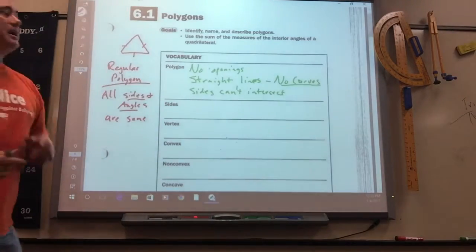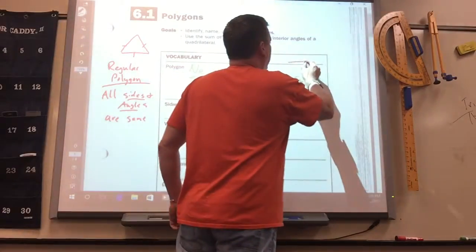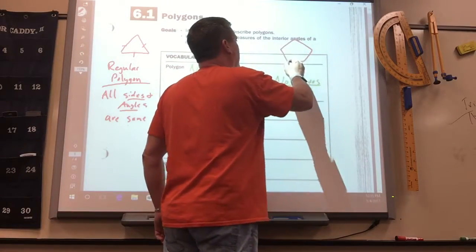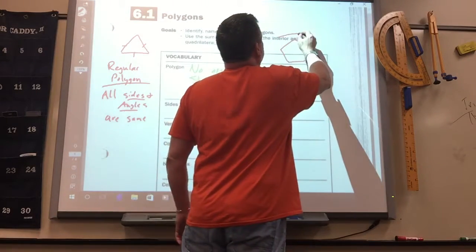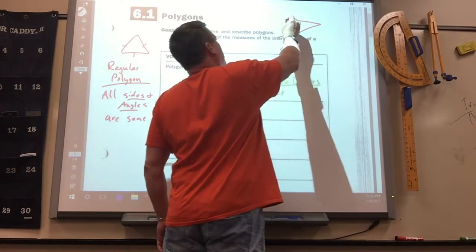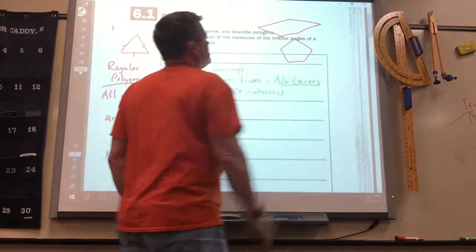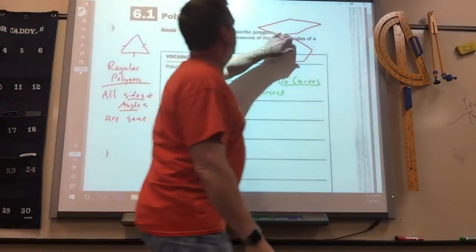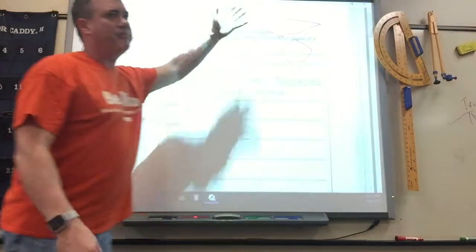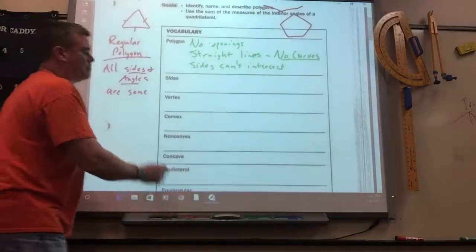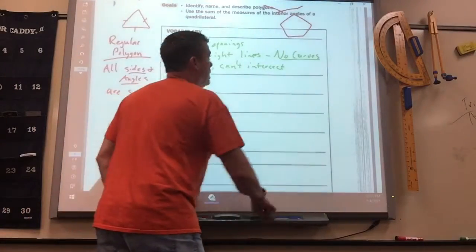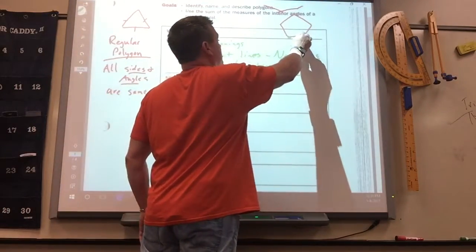Then a pentagon. Now that's not really regular, but you know what I mean. You can have a pentagon that isn't regular, but it's 1, 2, 3, 4, 5 sides. Okay? So we know what the sides are. Everyone know what a vertex is? Yeah, I'd say it's all the corners.